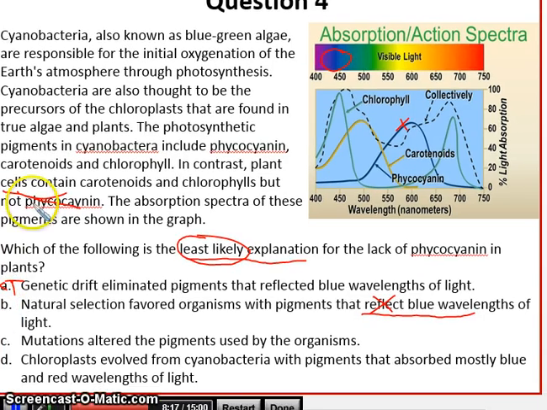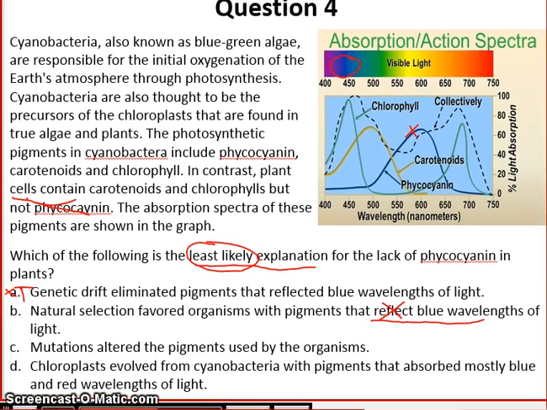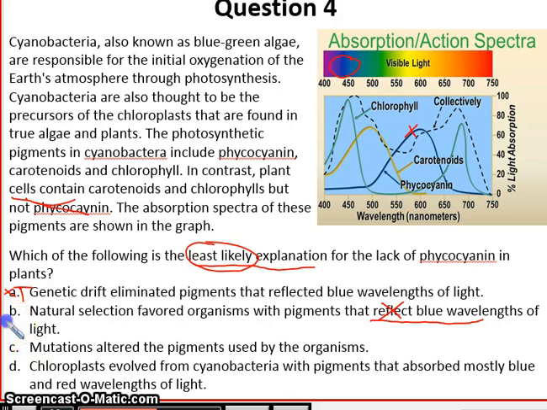I'm going to say maybe, whoops, I didn't mean to do that. Let me put that back where it goes. I'm going to say maybe to letter B, mutations altered pigments used by the organisms. That could have happened. Chloroplasts evolved from cyanobacteria with pigments that absorb mostly blue and red wavelengths. That could happen. So again, I'm going to circle B on this one.